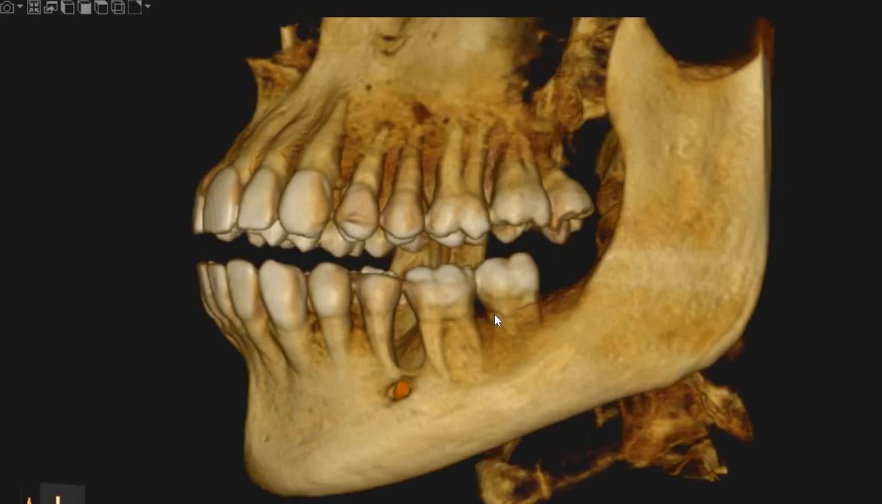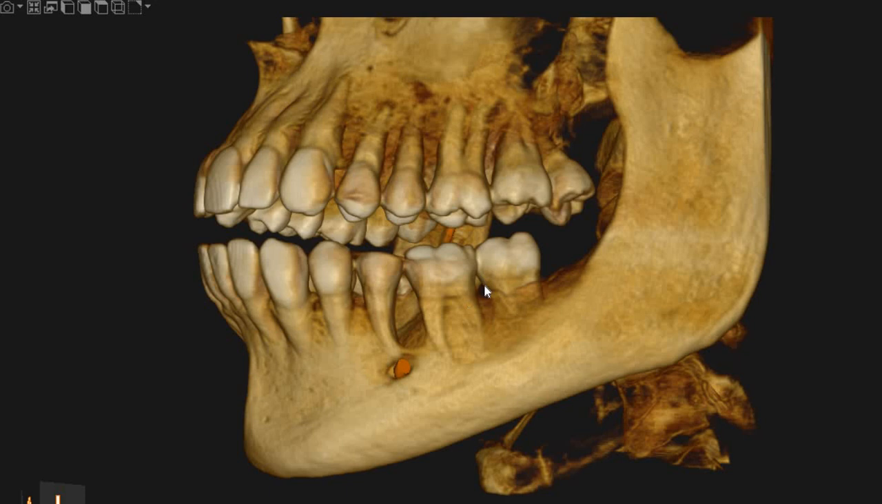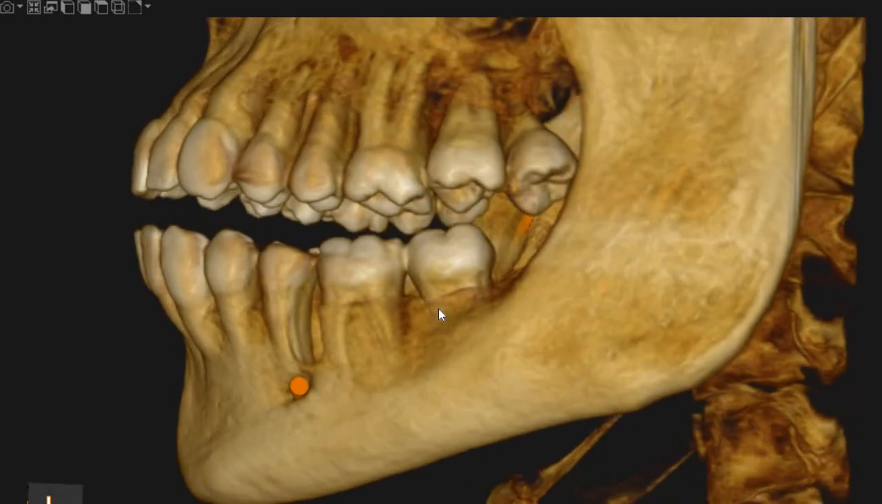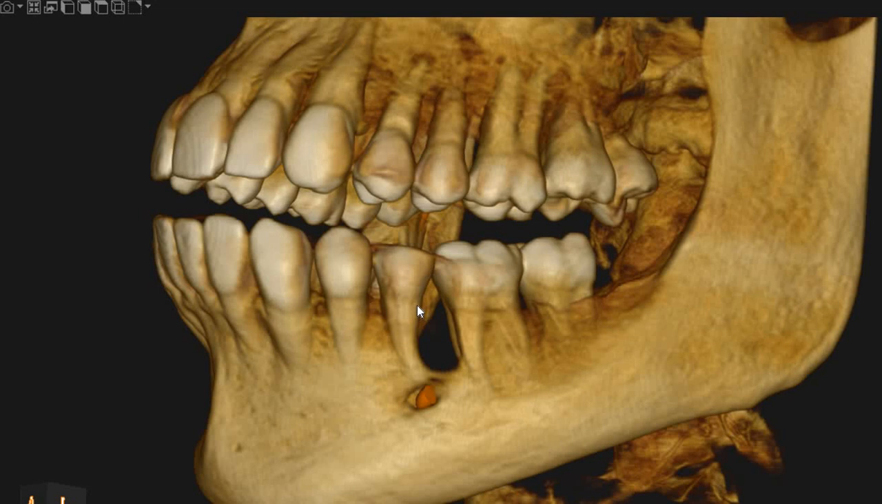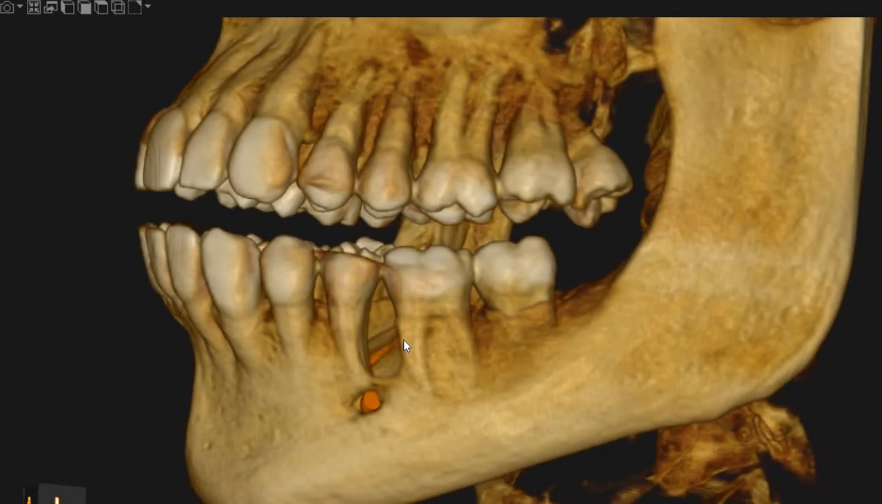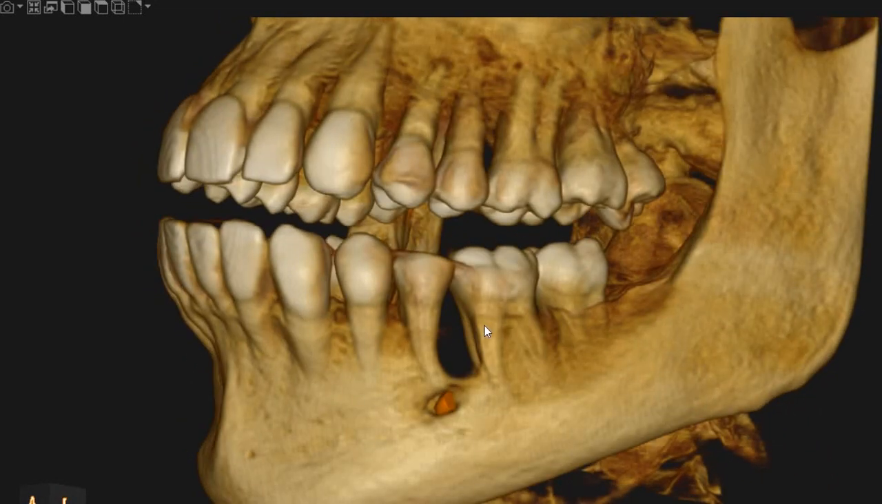This is the CBCT of the patient that you have requested. The area of interest is the lower left quadrant, and as you can see, we've got significant bone loss between the 5 and the 6. This is a teardrop shaped lesion where we have significant periodontal disease resulting in bone loss associated with the distal of the 5 and the mesial of the 6.